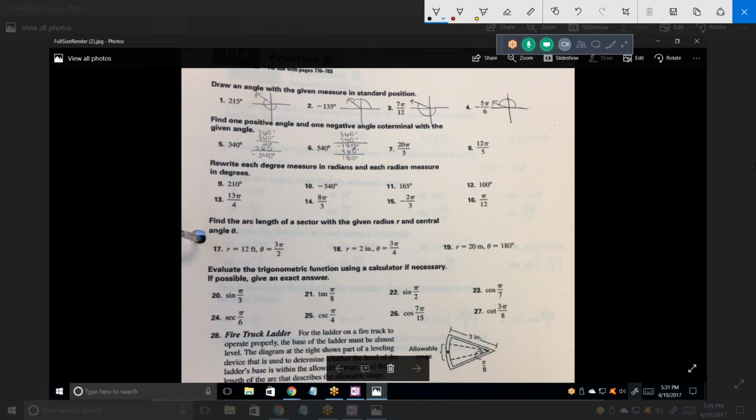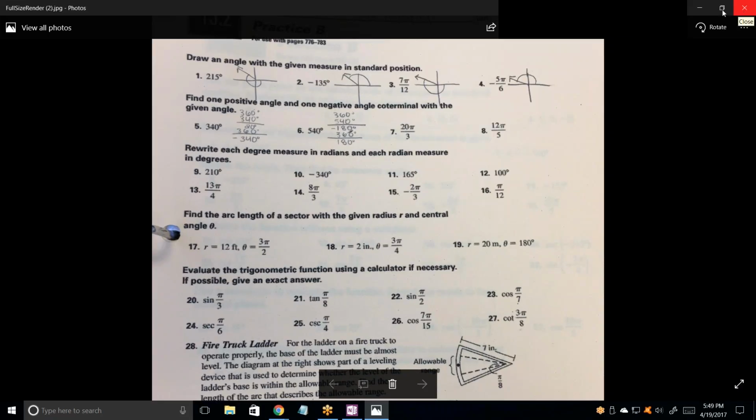Okay. So now we're on 9, it looks like. Trying to figure out if I want to give you my easy method. I think I do. And for me to give you that, let me do this.